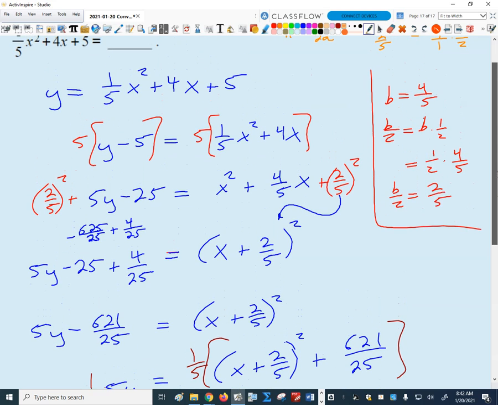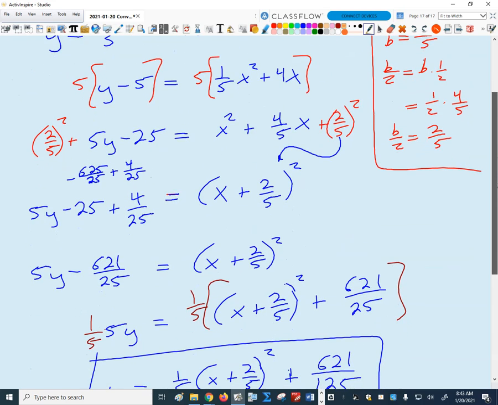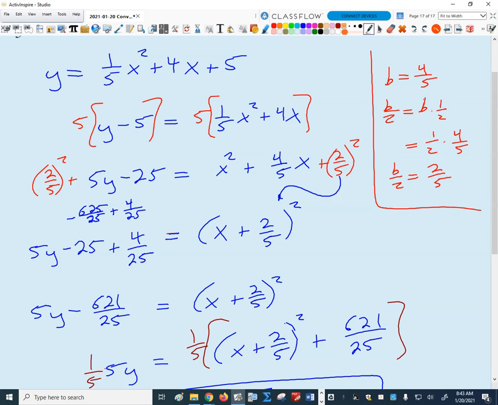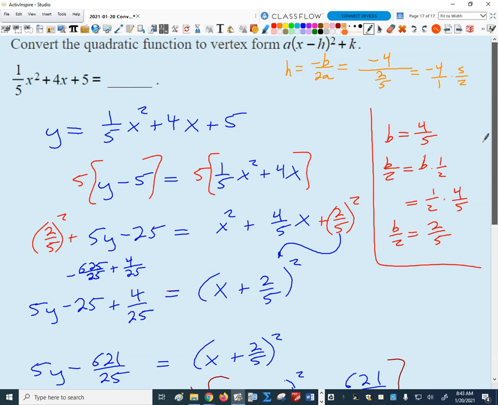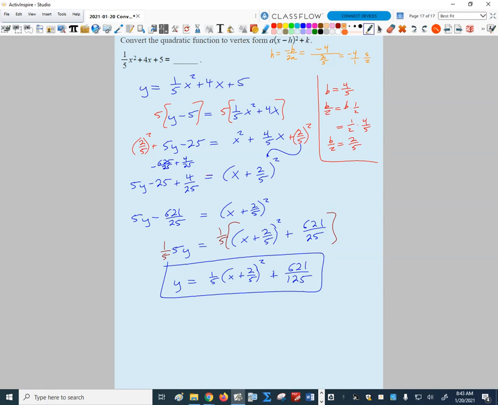What did I do wrong here? Something's not right. Oh, here's what I did wrong. Right here, look, 5 times 4/5 x is not 4/5 x. It's 4x, no, wait, 5 times 4 is 20x. So this whole thing got messed up. You know what, I'm just going to start this over. So everything from here down.